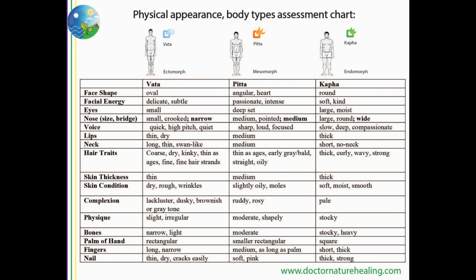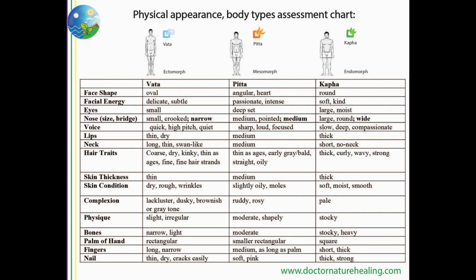The skin thickness would be medium. The skin may have some irritations, and when it's out of balance it would be easier for the skin to show some manifestations on it. And the complexion would be rosy, could be ruddy when Pitta is out of balance, especially when Pitta goes into the emotion, then the complexion would change the color to almost red, bright red. The physique is moderate, and usually Pitta individuals are very shapely and athletically built. Their bones are moderate. The palms of their hands are smaller, rectangular, very proportionate. The fingers medium as long as the palm, and the nails are soft and pink. They would be stronger than Vata dosha individuals, but still could be soft and bright pink color.